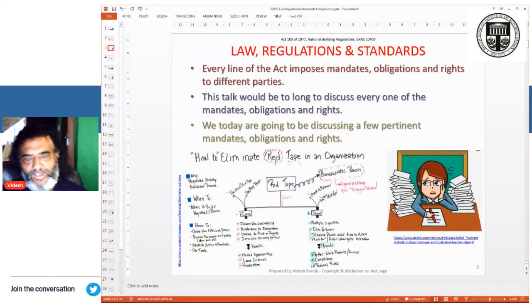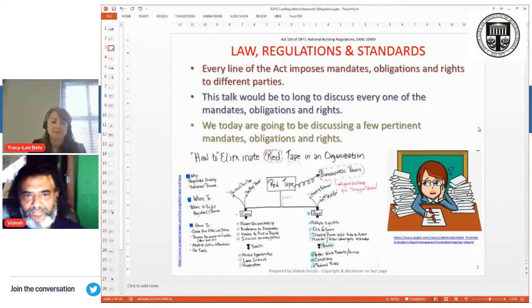Now, while we called this presentation or this talk today the duties and obligations, remember that every line of the Act imposes obligations and rights to different parties.